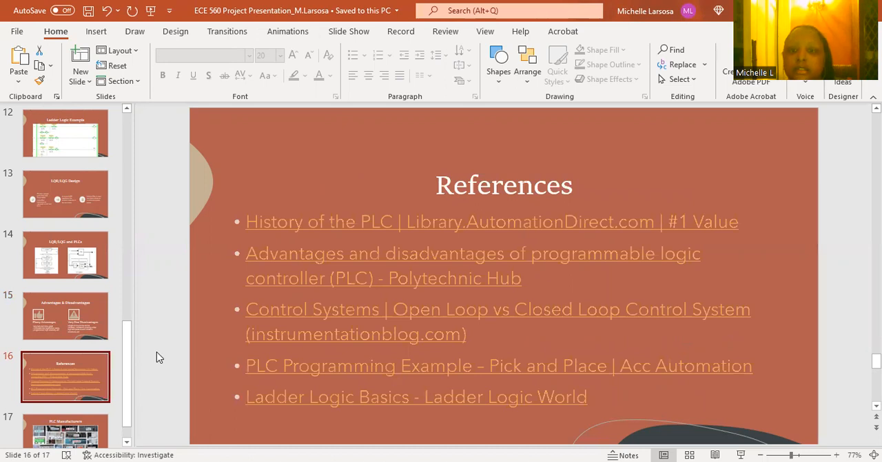So here, I just have a few references that I wanted to acknowledge that I went to for research. I have library.automationdirect.com, also the Polytechnic Hub, instrumentationblog.com, ACC Automation, and Ladder Logic World. Those are a few of the places I went to for additional reference when studying and researching PLCs.